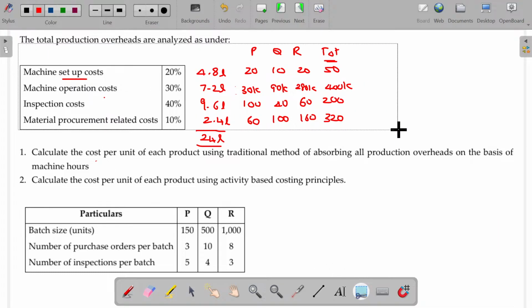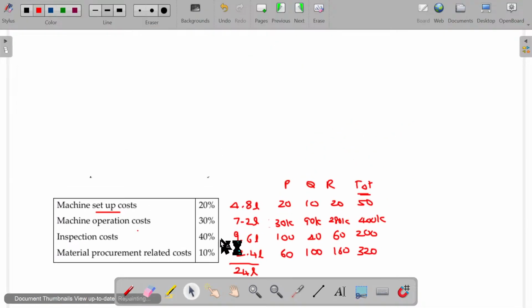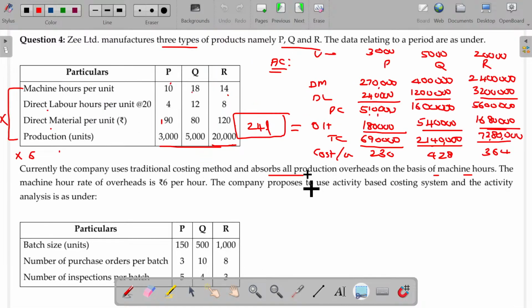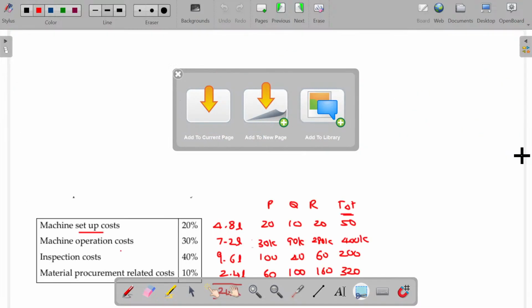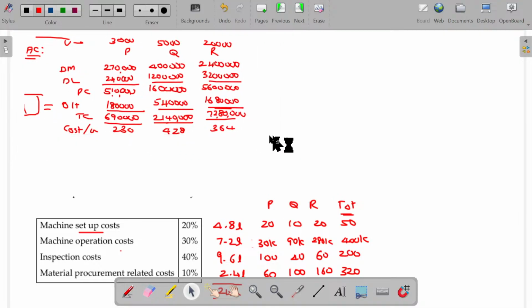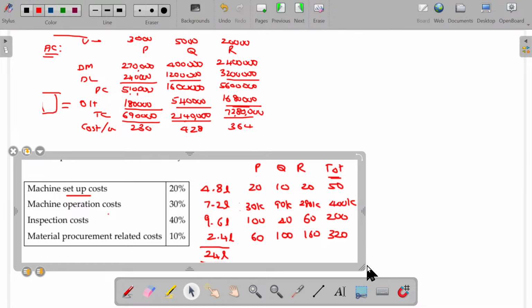Now this is the information to be used for allocation. Already we have calculated using absorption costing. This is absorption costing. Now I am going to use the ABC costing.